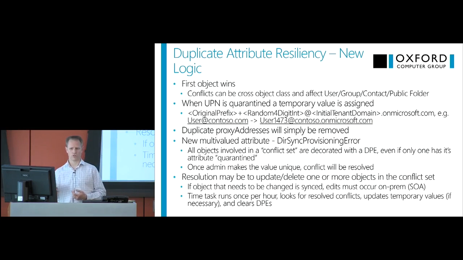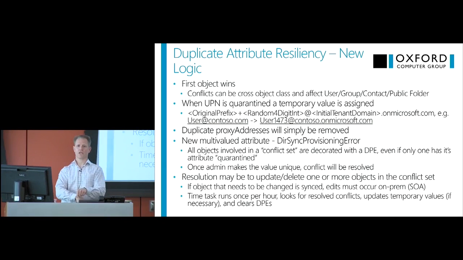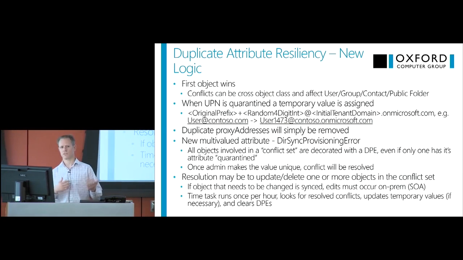Duplicate proxies, as I said, are dropped. We have a new attribute in the directory where we store all of this data: the dsync provisioning errors, and the commandlet is called something similar to Get-MsolDirSyncProvisioningErrors. We store that on both objects, so we know this object collided with this object, and which property it collided on. So you can find out where you had proxy address collisions or UPN collisions, those types of things, and which object you collided with.